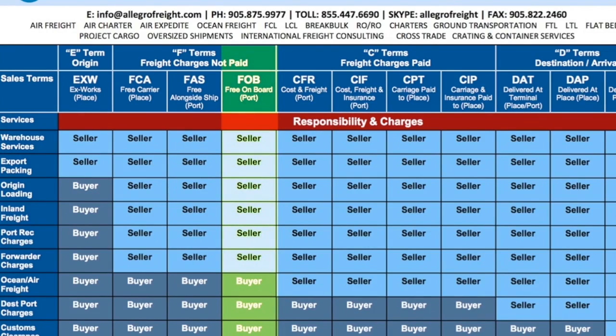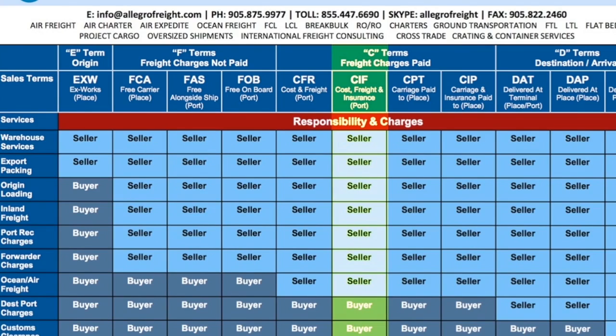Free on board transactions are one of the most frequently used Incoterms in international commerce. In a free on board transaction, the seller makes the goods available at the port named within the contract. At that point, the buyer will take responsibility and risk of moving those goods into their own marketplace.